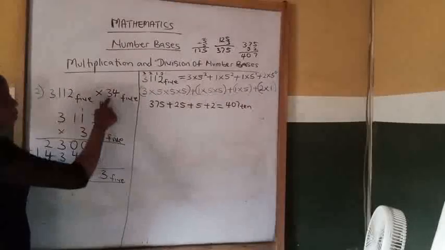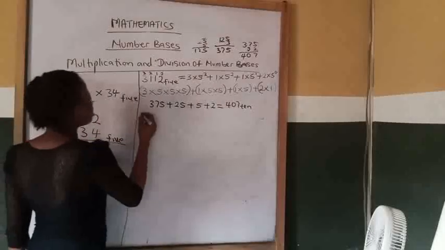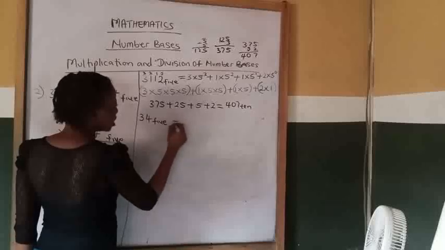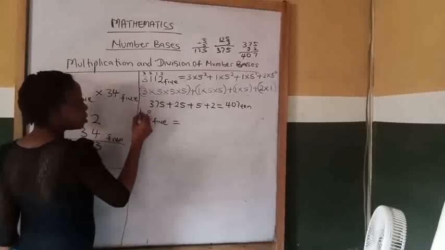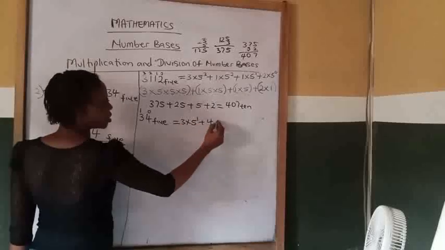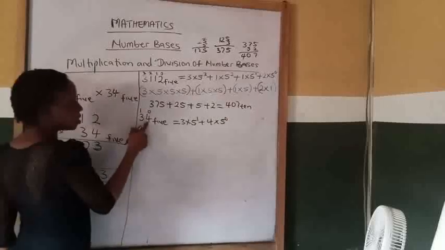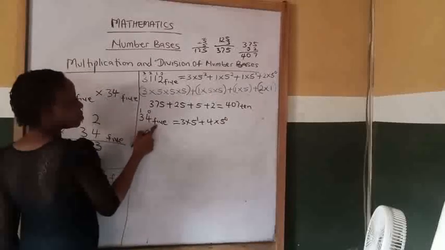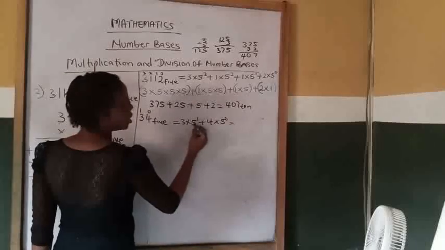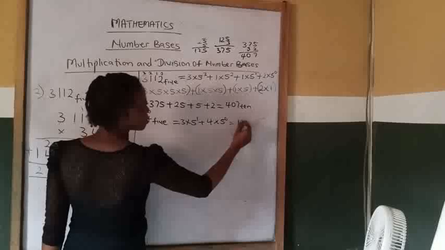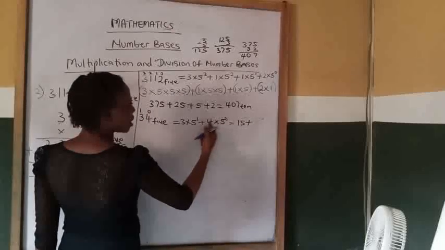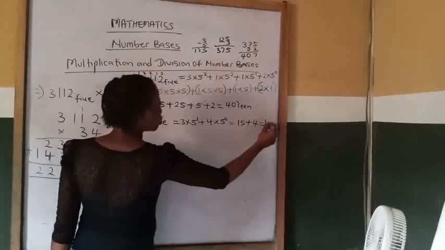So let's convert the next number, which is 34 base 5 to base 10. Let's expand: 3 times 5 raised to power 1 plus 4 times 5 raised to power 0. That is your digits times base to the power of your place value. Which is equal to 3 times 5, that's 15, plus 5 raised to power 0 is 1. 1 times 4 will give us 4. Equal to 19 base 10.